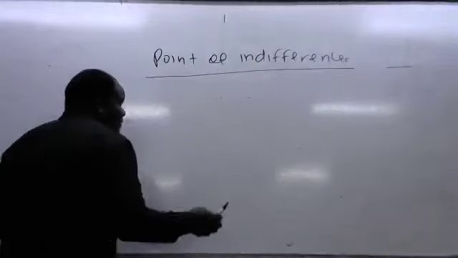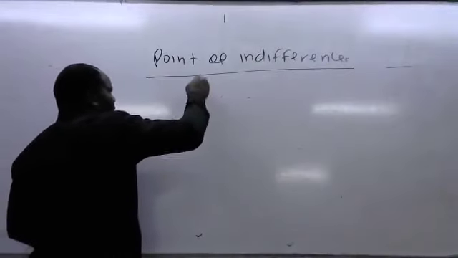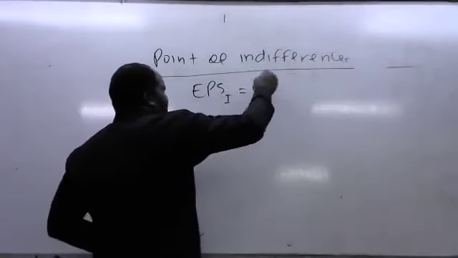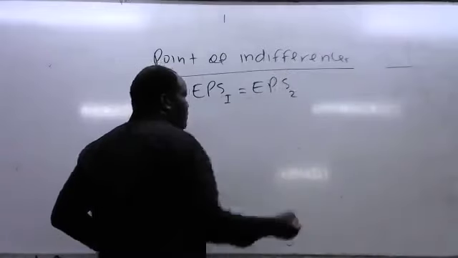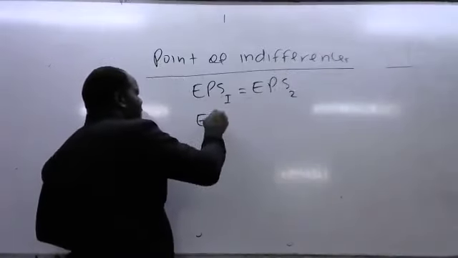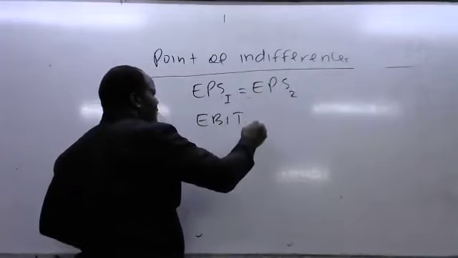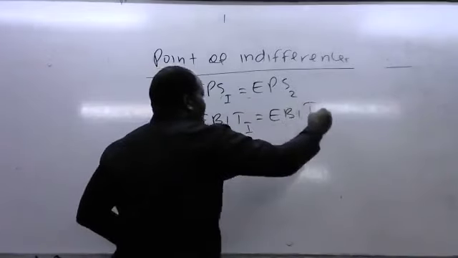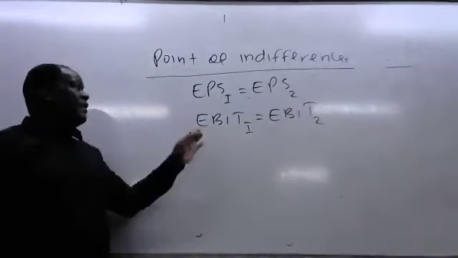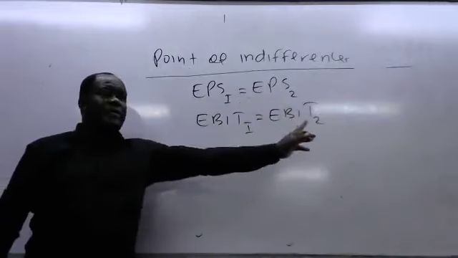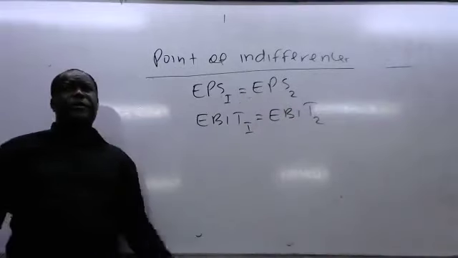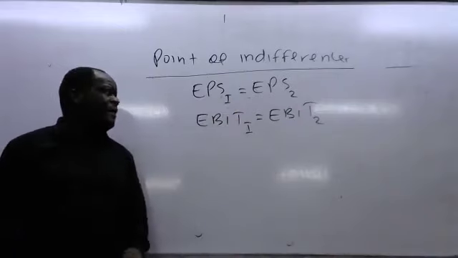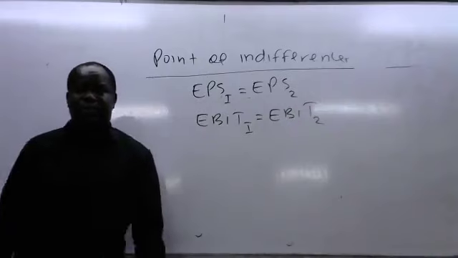So this is just a demonstration. Earnings per share for option 1 will be the same as earnings per share for option 2. Also, earnings before interest and tax for option 1 will be the same as earnings before interest and tax for option 2.